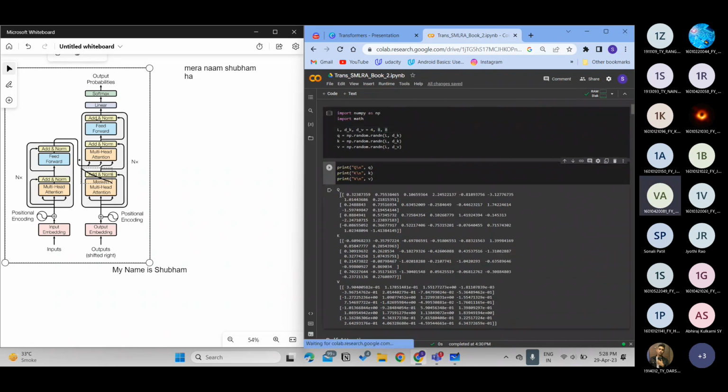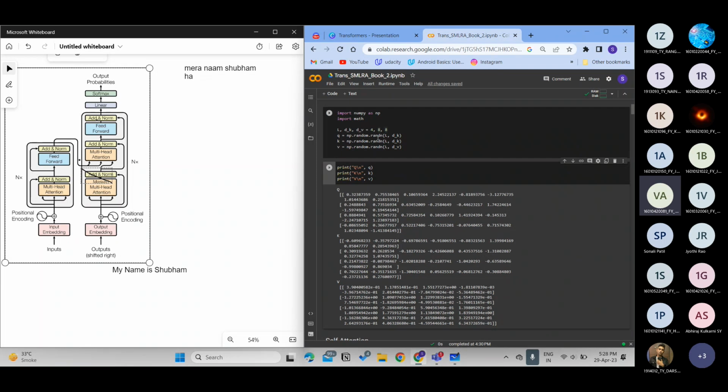As you can see, this whole thing contains first the Q. It contains four vectors. The first vector corresponds to the first word, my. The second vector corresponds to the second word, name. The third vector corresponds to the third word, is, and the fourth vector corresponds to the fourth word, Shubham. This is how the Q is made. These are just random values that have been initialized.